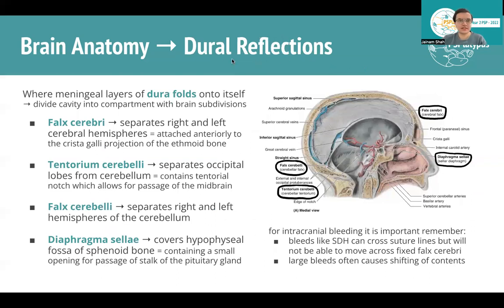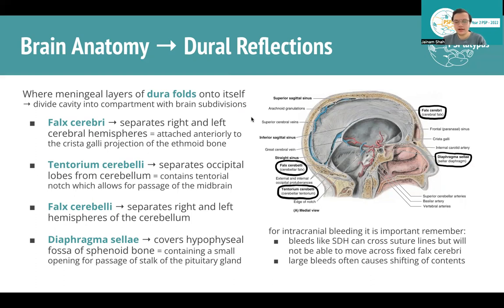So as the name suggests, these are reflections of the dura mater, and it's places where these meningeal layers fold onto themselves. And the reason why, or at least anatomically why it's significant, is because it actually does help to divide the cranial cavity into compartments, which each compartment houses a specific part of the brain, which is really useful because it actually divides, if you're confused about temporal lobe and parietal lobe, sometimes this can really help you to figure out which one is which, if you didn't know already.